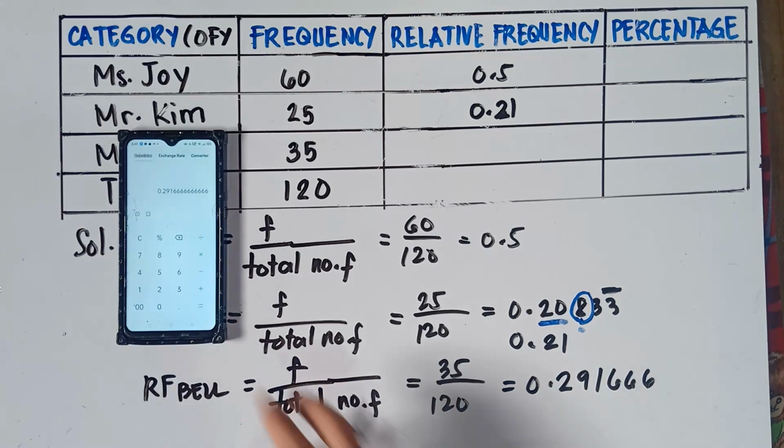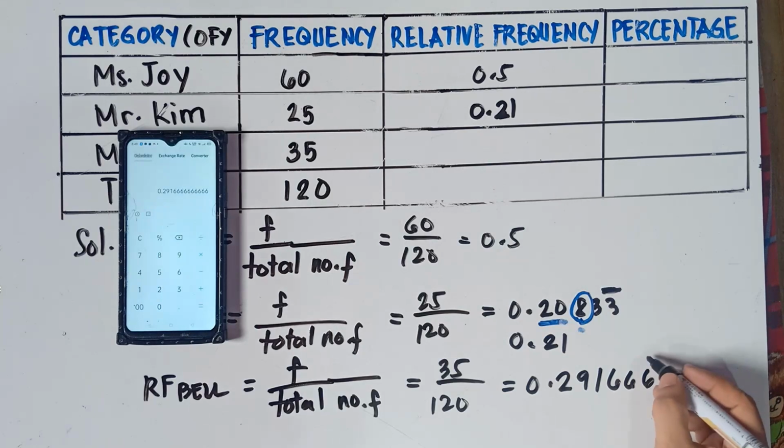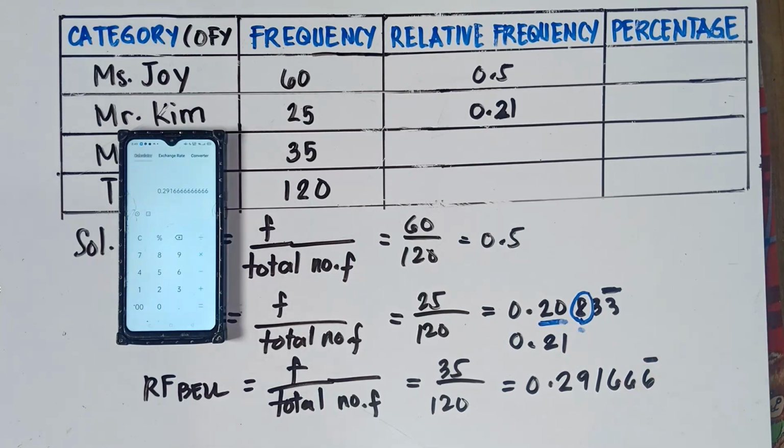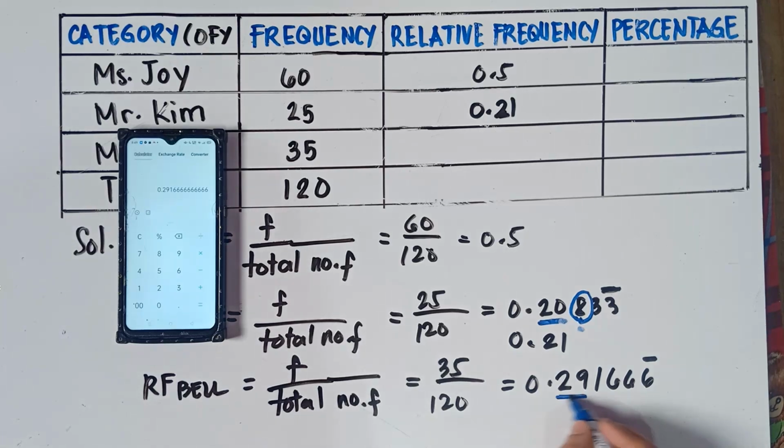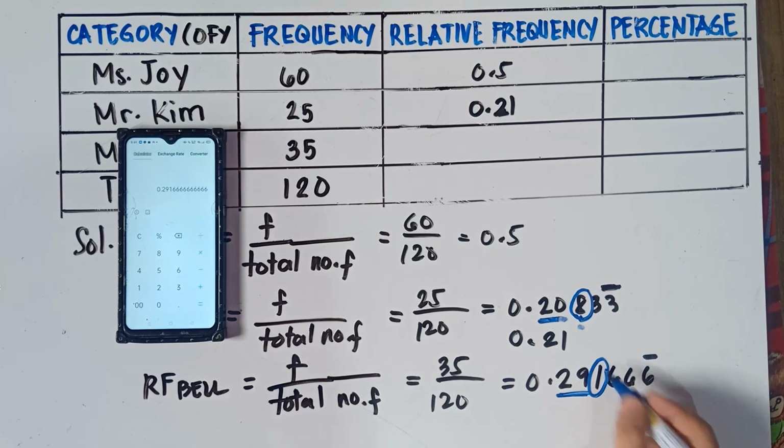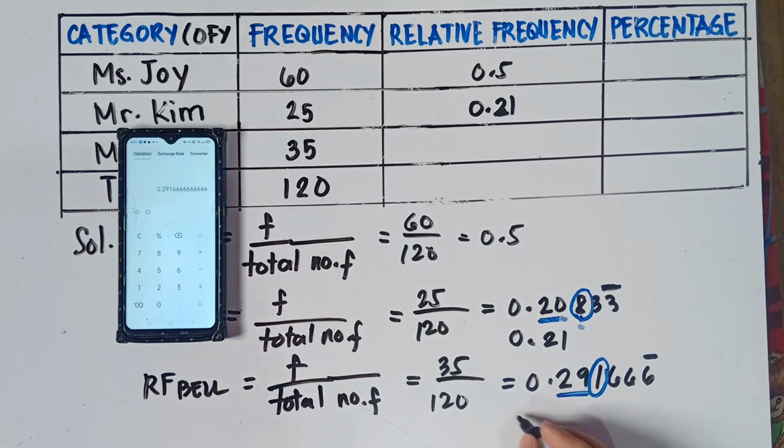0.291666. So after 6, that would be 666, so we can put a bar. It means repeating for 6. Once again, we need to have at least 2 decimal places. So 29. Now after 9, that's 1, so we just simply copy 9. Therefore, the answer is 0.29.